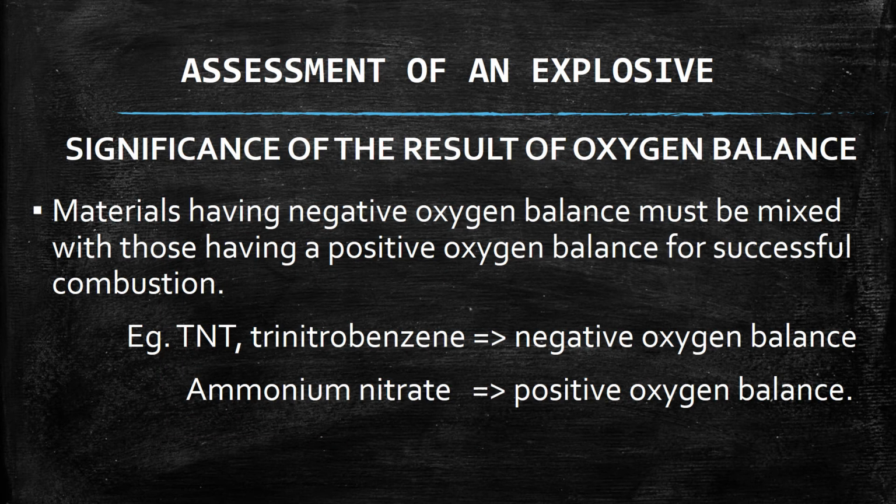Significance of the result of oxygen balance. Materials having negative oxygen balance must be mixed with those having a positive oxygen balance for successful combustion. We have already seen this example: trinitrotoluene and trinitrobenzene have negative oxygen balance, but ammonium nitrate has positive oxygen balance. We also saw how to calculate the oxygen surplus or oxygen balance.